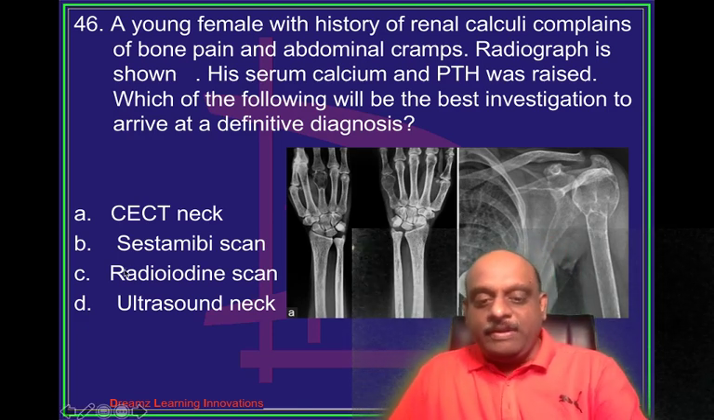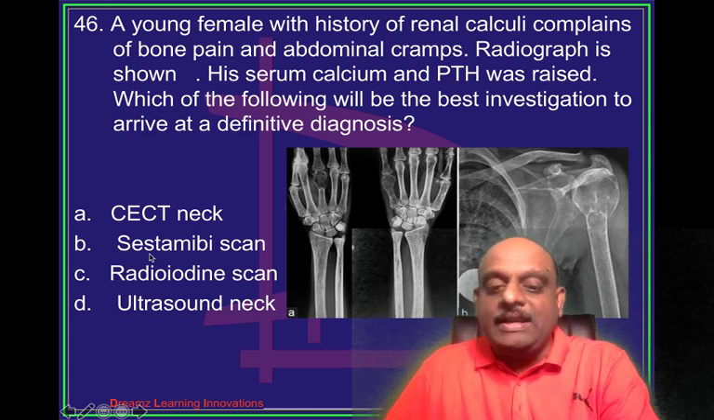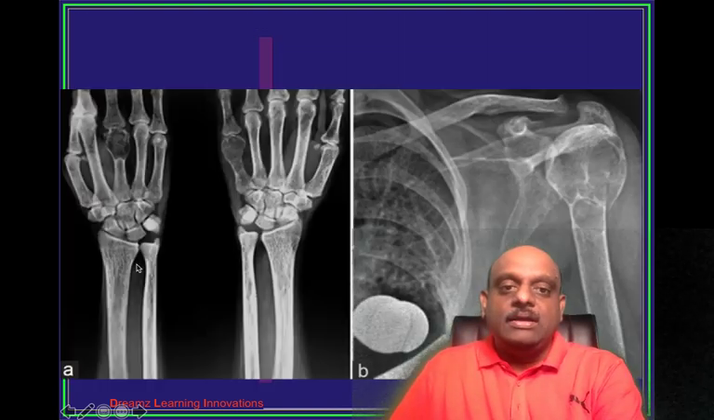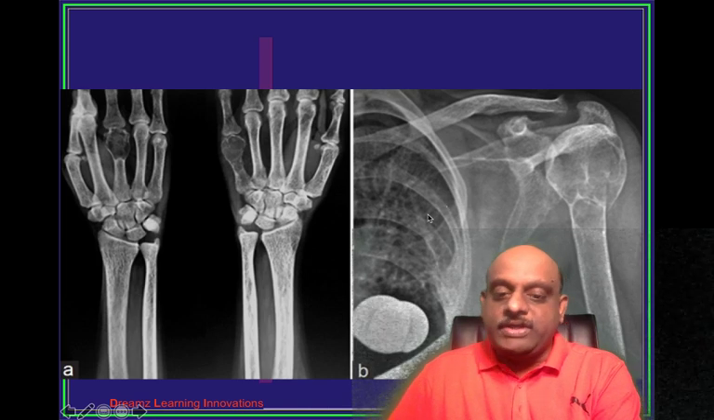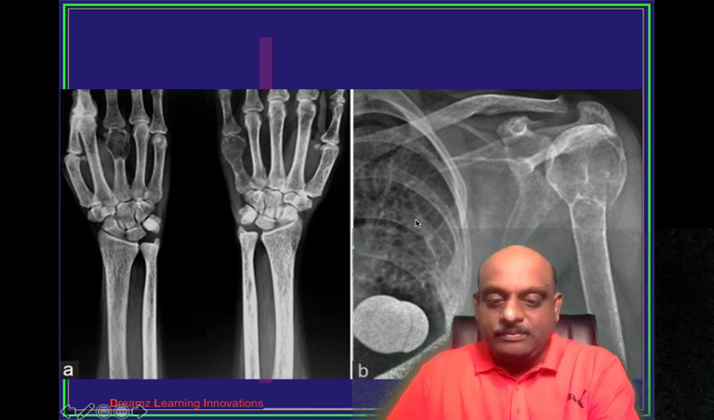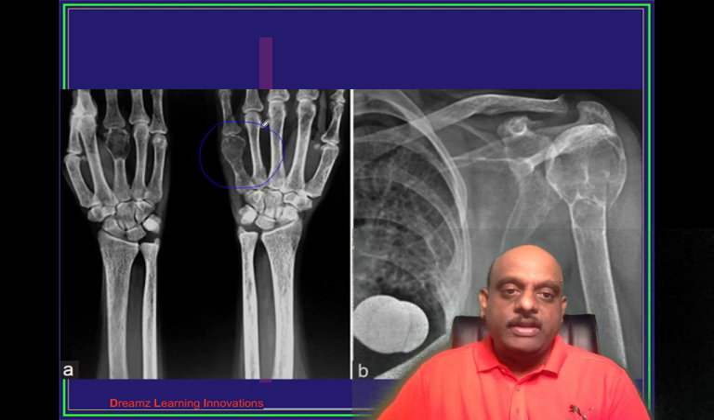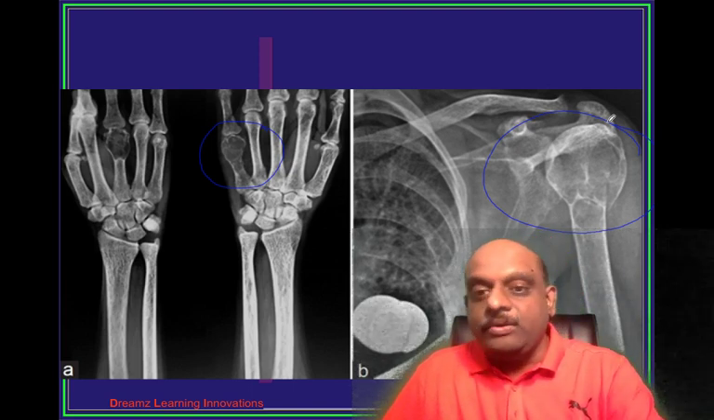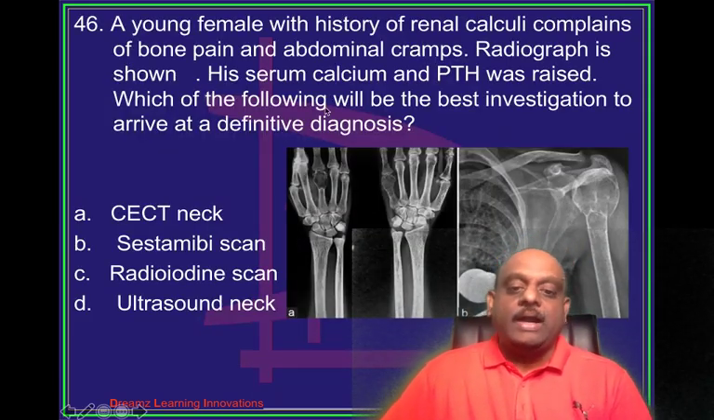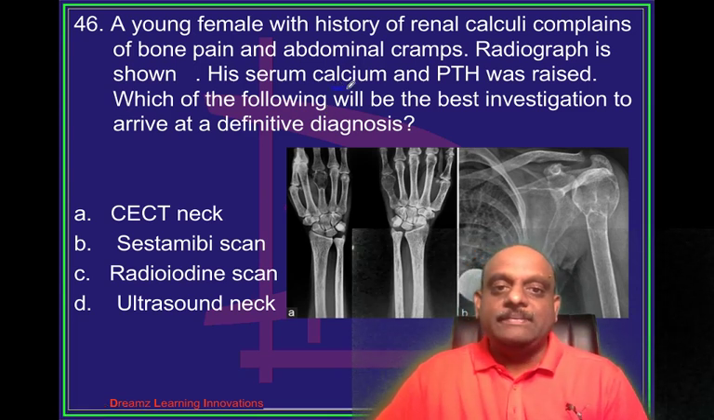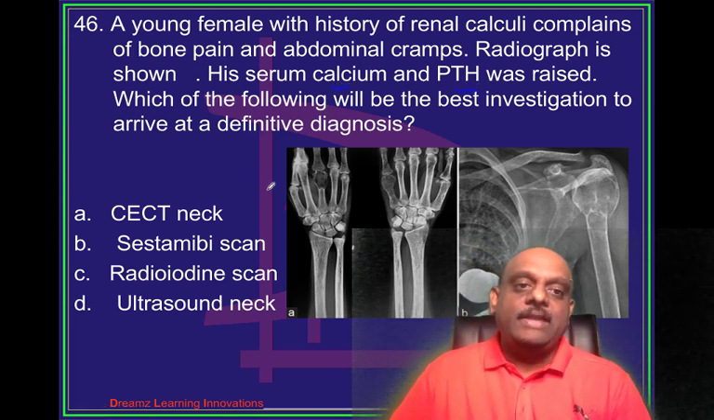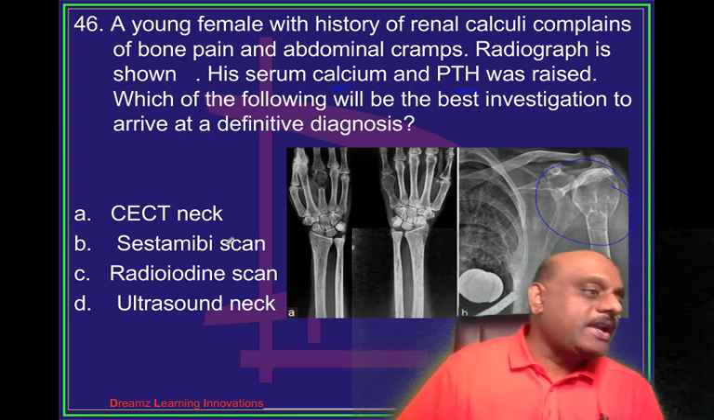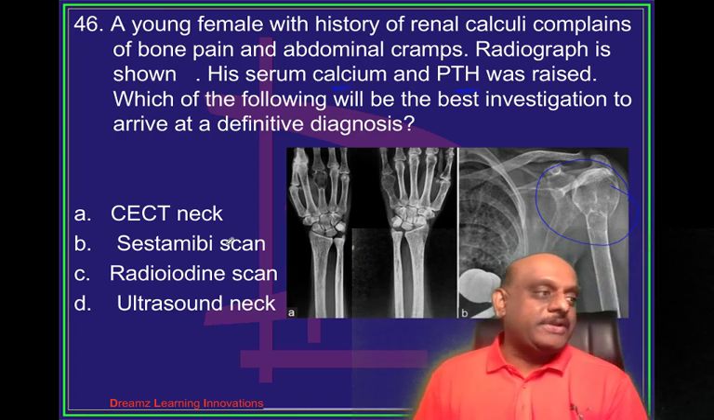Now doctor, a young female with a history of renal calculi complains of bone pain, abdominal cramps. Now you are able to see her radiographs, right? So there is a lesion here. Okay, there is a lesion here. Look carefully and then answer. Her serum calcium and PTH are raised. Then what are these lesions seen in the radiograph called? And what is the next investigation you want to do? Is a very important question, right?